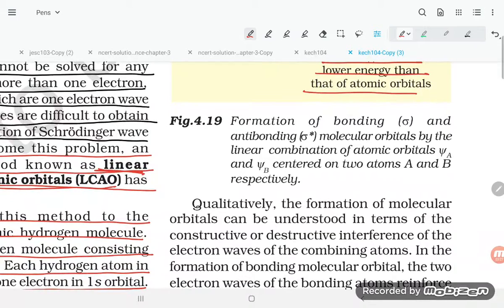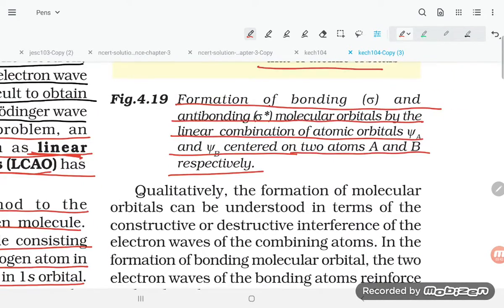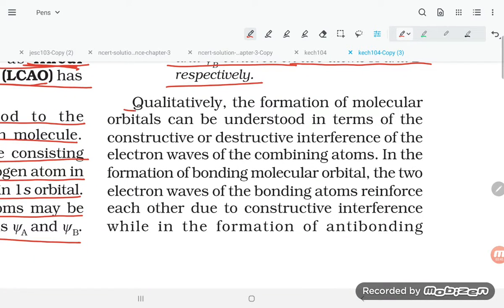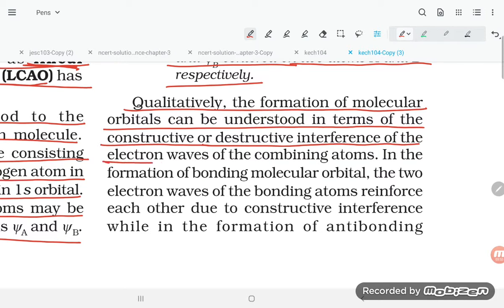Now come to the formation of the bonding sigma and anti-bonding sigma star molecular orbitals by the linear combination of atomic orbitals psi A and psi B, centered on the two atoms A and B respectively. So what is happening, students? Qualitatively, the formation of molecular orbital can be understood in terms of the constructive or destructive interference of the electron waves of the combining atoms.